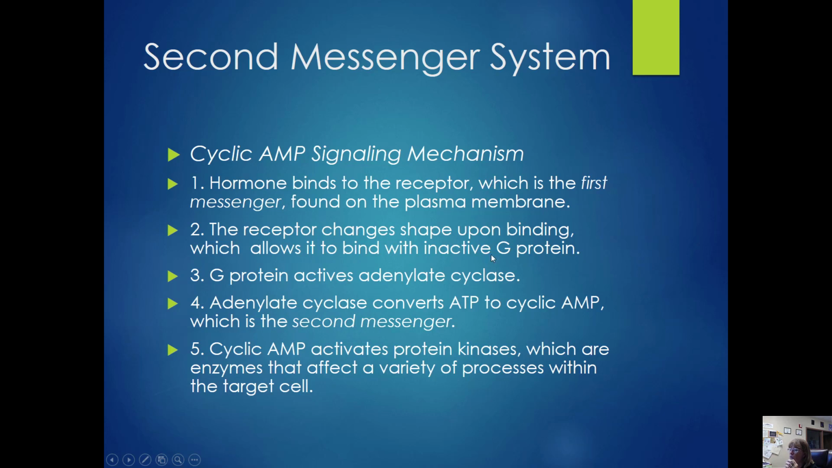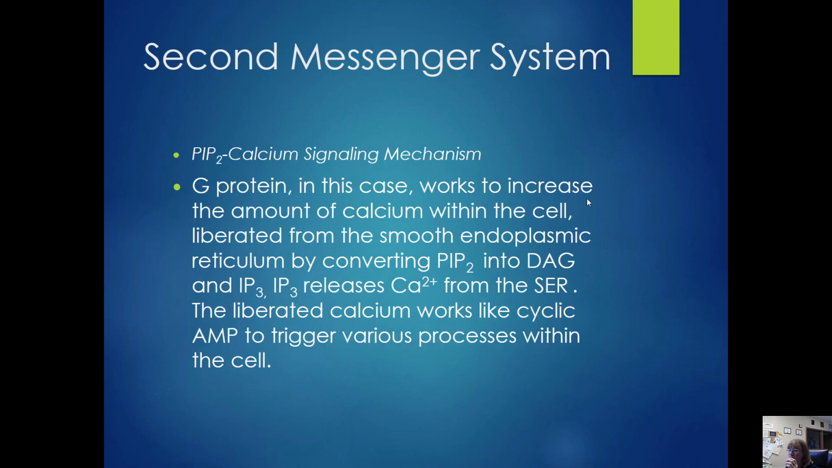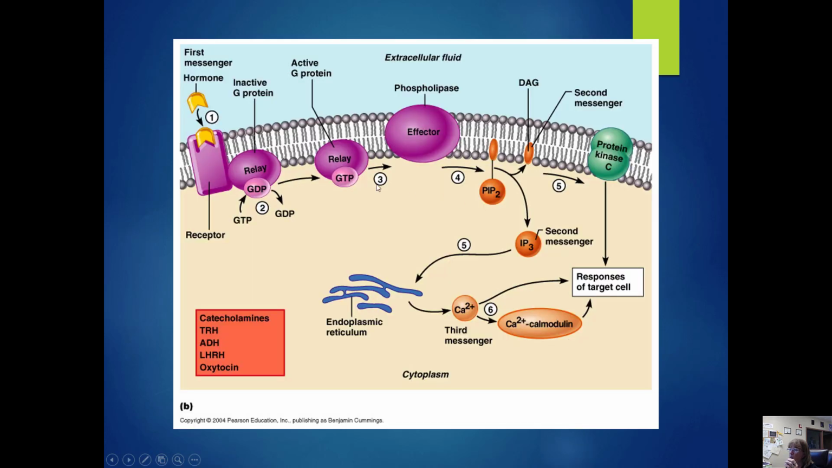So that's what this says right there. Cyclic AMP is the second messenger. The hormone then is going to be the first messenger. There's a second way that we can do that, and so you can read through that, but I'm just going to go ahead and take a look at the picture.